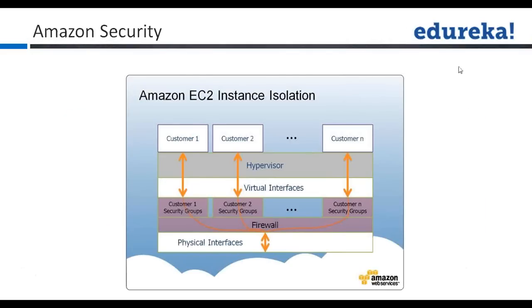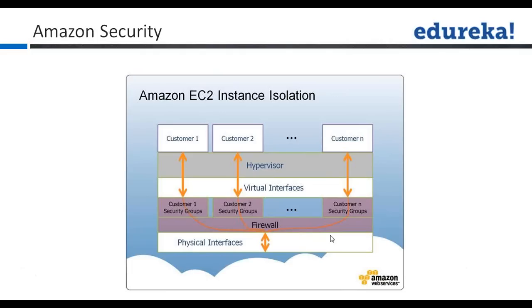Now, the Amazon security part. How is security managed at Amazon? How does EC2 instance isolation normally work? The physical interface is the physical infrastructure available from Amazon. On top of that, Amazon has its own firewall.